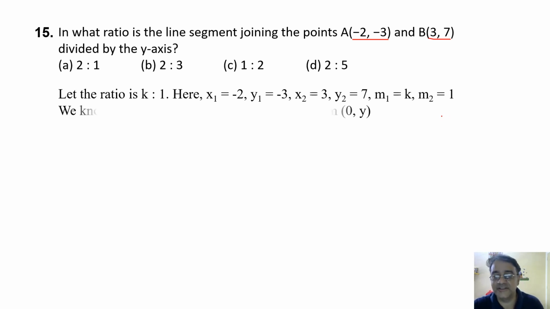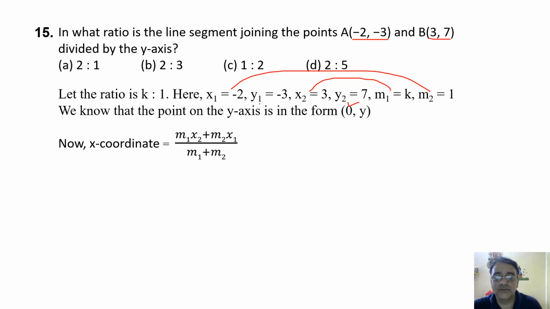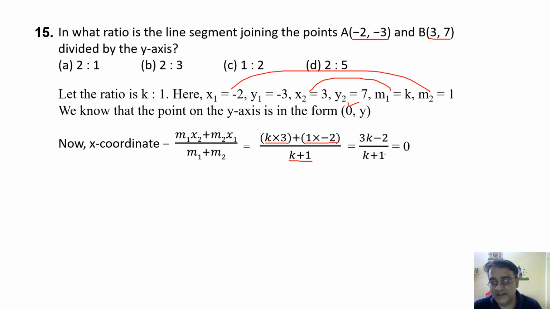Very good. So we're going to take the x coordinate, because the value of the x coordinate is given to us. So m1 x2 plus m2 x1 upon m1 plus m2, right? So we are going to get k into 3 plus 1 into minus 2 upon k plus 1. So 3k minus 2 upon k plus 1 is equal to 0. Now k plus 1 into 0 will be 0. So we are getting 3k minus 2 is equal to 0.